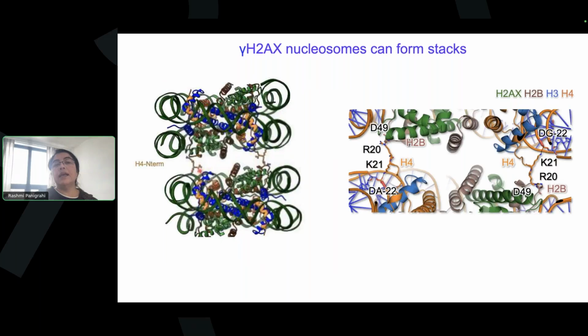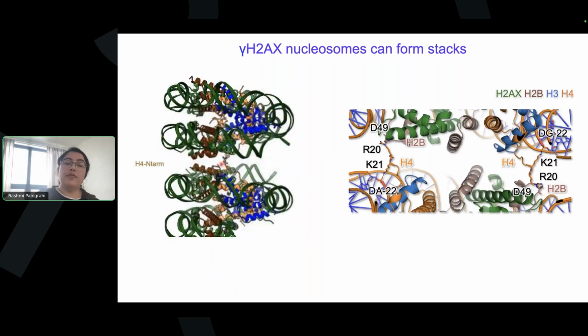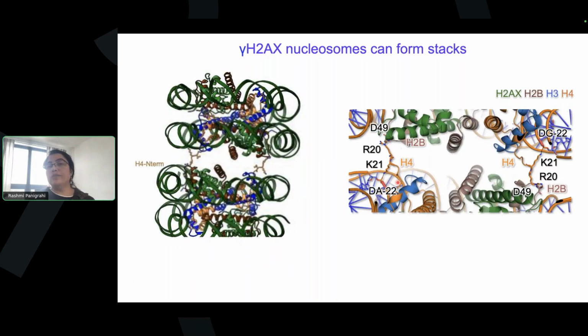What we see here, the interface, unlike the right offset stack, is made up of the H4 N-terminal tail only. And this is a zoomed view over here, and you can see the H4 from the bottom NCP, which is NCP1, goes upwards and interacts with the H2B of NCP2. Similarly, the H4 of NCP2 comes downwards and interacts with the H2B of NCP1.